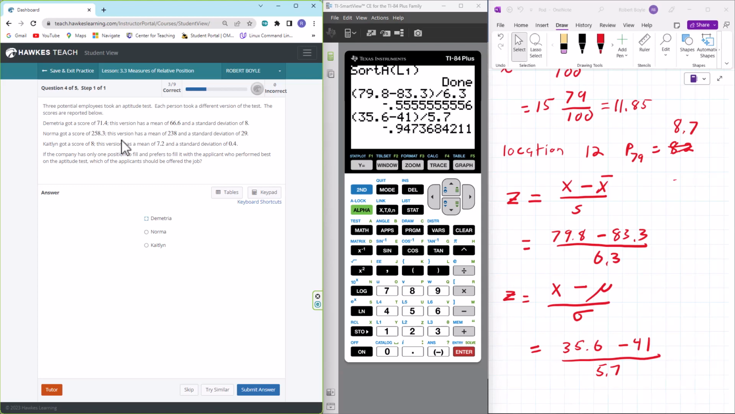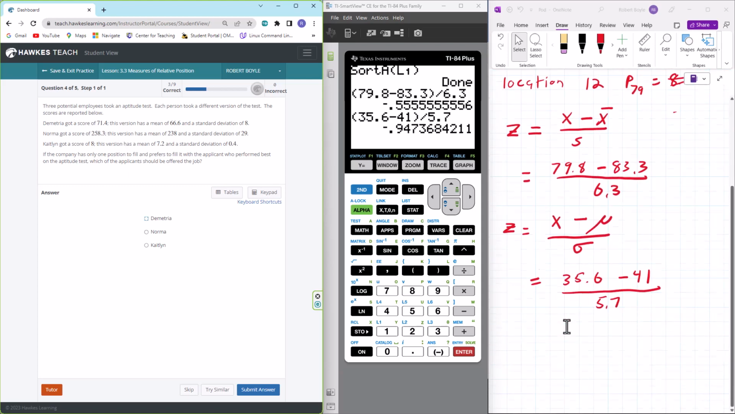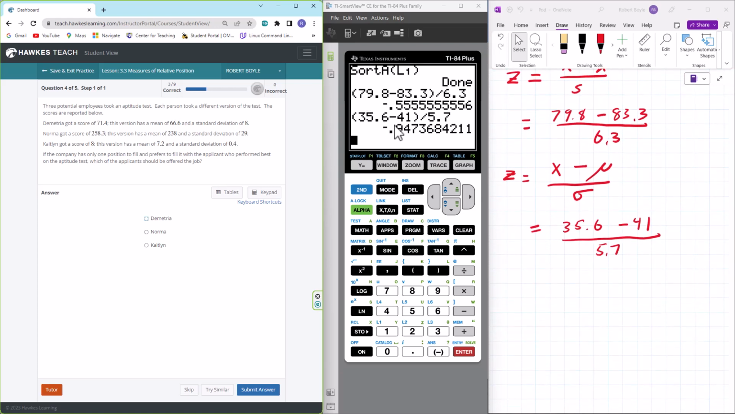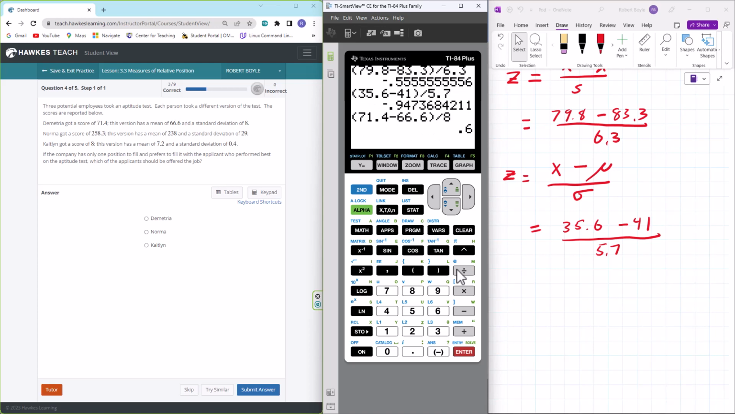Okay, so now we can actually go ahead and figure this out on our calculator. First, using this approach right here. Let's take a look at Demetria. Okay, so let's go ahead and do parenthesis. Her score was 71.4. All right. The mean was 66.6. Close the parenthesis. Divided by 8. So there's the z-score, 0.6.